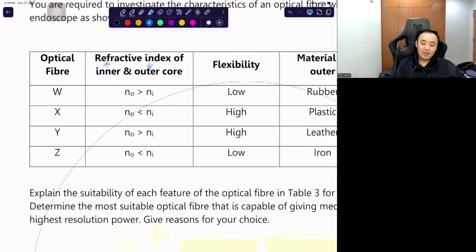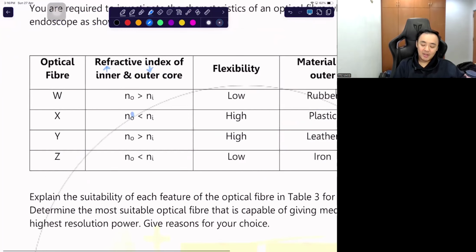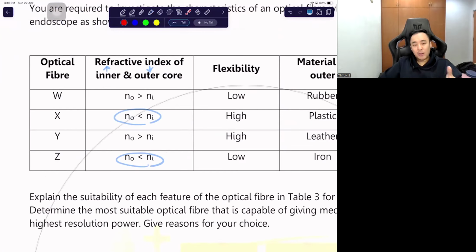So what's the answer? Which one do you choose? Now O means outer, and I means inner, right? So which one do we choose? NO needs to be smaller than NI, so that total internal reflection occurs. Because if you make outside more than inside, you're not going to even have total internal reflection, you understand? You get what I mean, right?